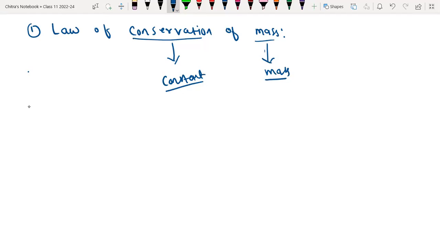Yes. I'm giving you a little information about that law. This law was given by Antoine Lavoisier. He is also called the father of modern chemistry. Very important. Father of modern chemistry.